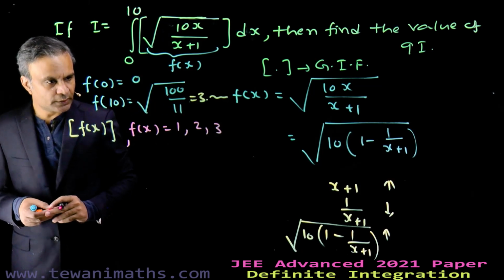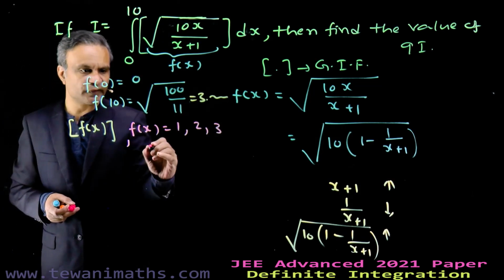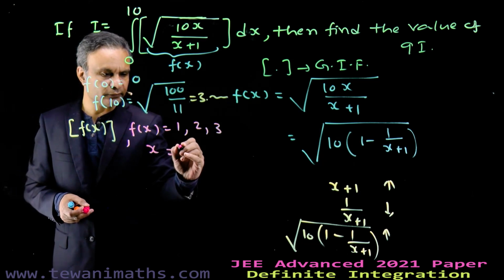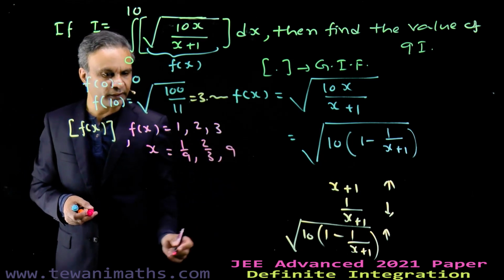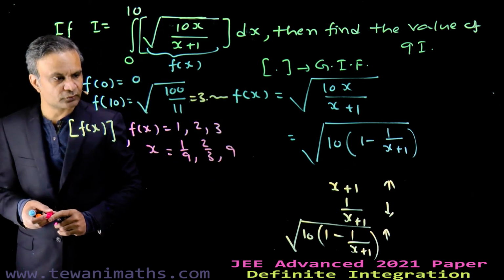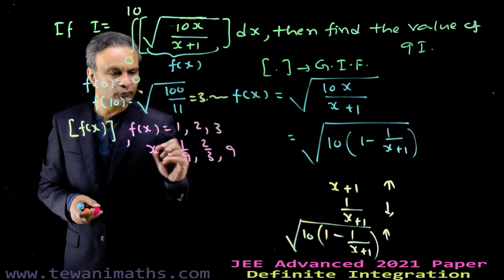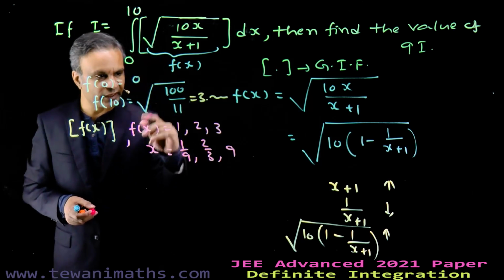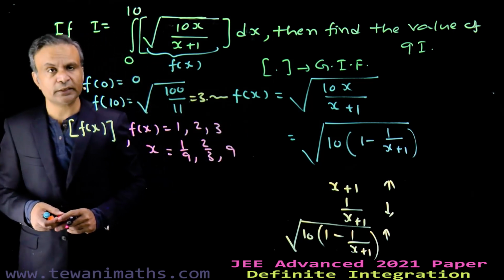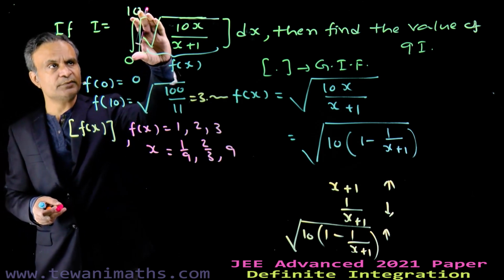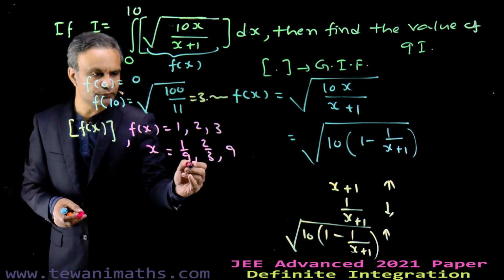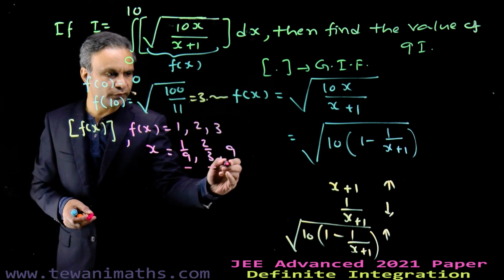Now we find the corresponding values of x. We will get corresponding values 1 upon 9, 2 upon 3 and 9. For f x is equal to 1, value of x will be 1 upon 9. For f x is equal to 2, value of x will be 2 over 3. And for f x is equal to 3, value of x will be 9. So what do we do? We split the limits at three points: 1 over 9, 2 over 3 and 9.